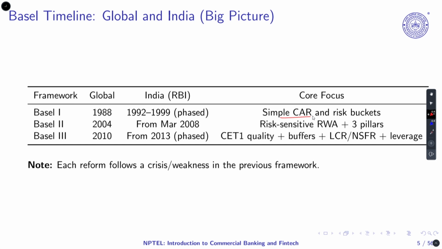Basel II norms were introduced in March 2008. So risk sensitive risk weighted assets plus 3 pillars that we have seen. So those were the part. Basel III was introduced globally in 2010, but India took time, and then we implemented it lately, and then COVID also came, but it was started from 2013. So this is what we looked at, and in this particular session we'll be touching upon these important conditions, and we'll try to understand whether these conditions are important.